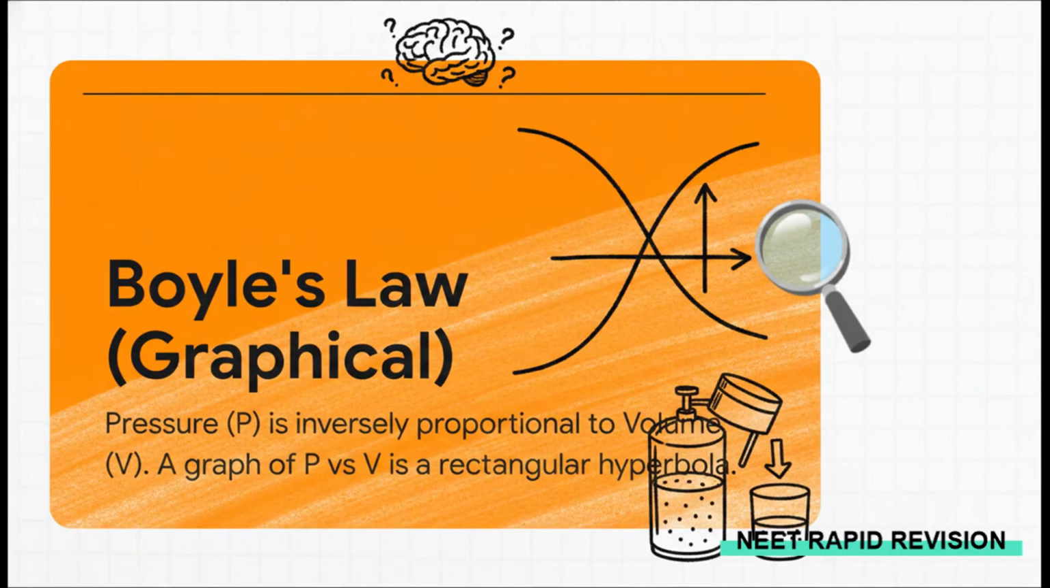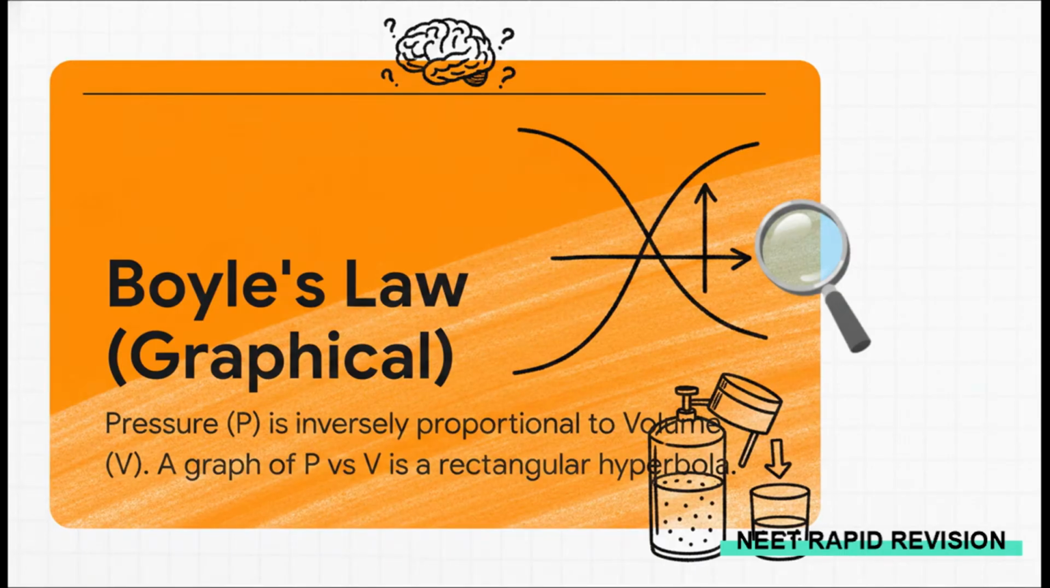The correct answer here is graph number 1. It's simple, really. Boyle's law tells us that pressure is inversely proportional to volume. So, whenever you plot P versus V, you're always going to get this specific curve, a rectangular hyperbola. And remember, if they tried to trick you and plot P versus 1/V, then it would be a straight line through the origin.